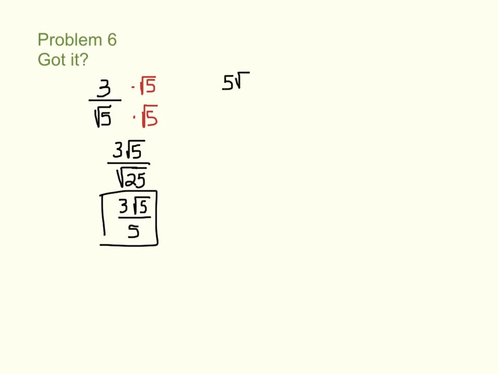Let's try 5 square root of 2 over the square root of 8. In this problem, I cannot take the square root of 8. So what I want to do is make it a perfect square. So I'm thinking, okay, I can take the square root of 16. So I'm going to multiply the top and bottom by the square root of 2. That would give me on top 5 times the square root of 4. On bottom, the square root of 8 times the square root of 2 is the square root of 16.